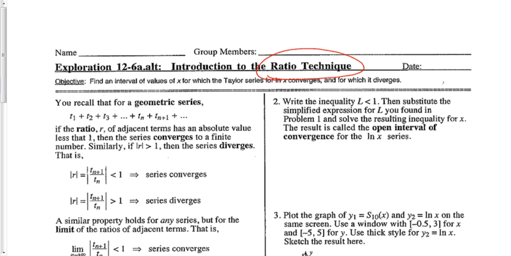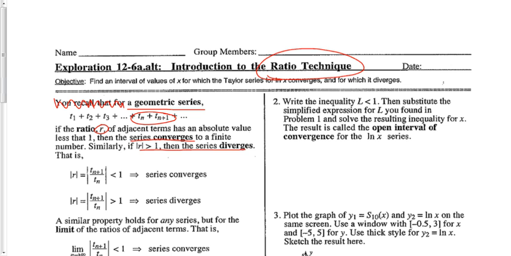So, to recall, this is what we know. For a geometric series, whatever the terms are, if the ratio R of adjacent terms, like these two terms, is less than 1, then the series converges to a finite number. If the absolute value of R is bigger than 1, then the series diverges. So here's your basic ratio test.